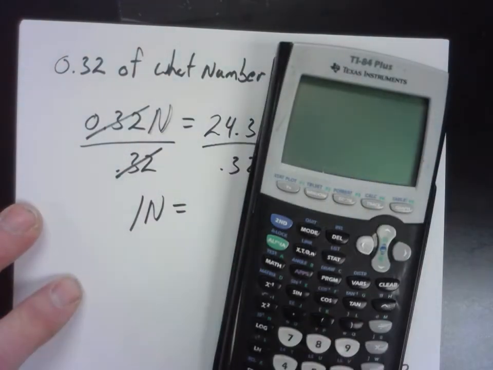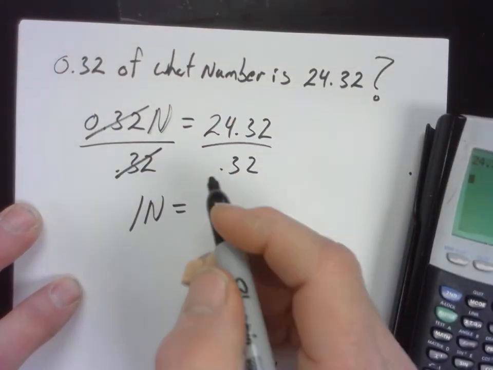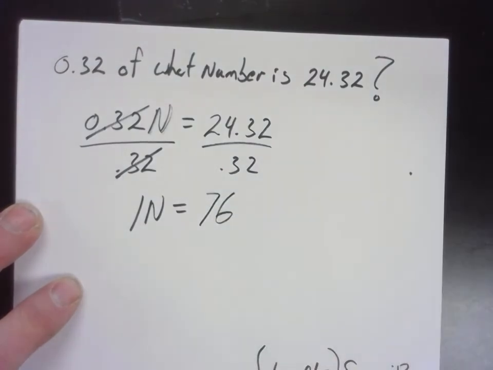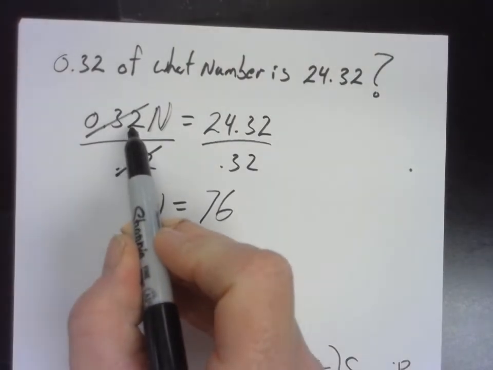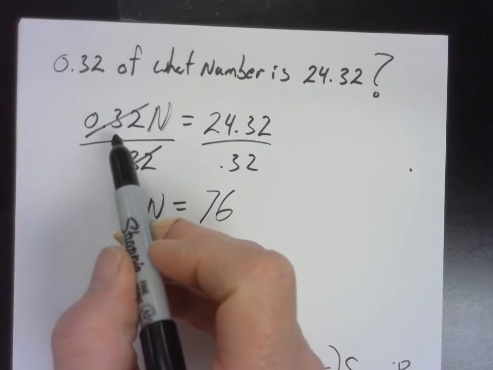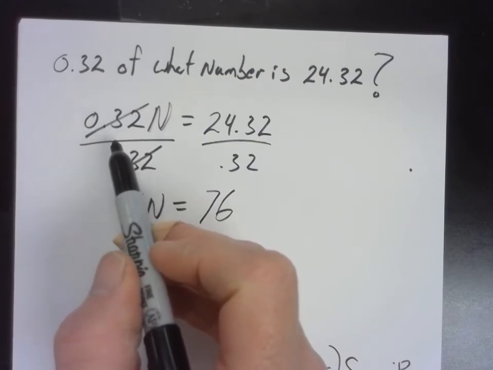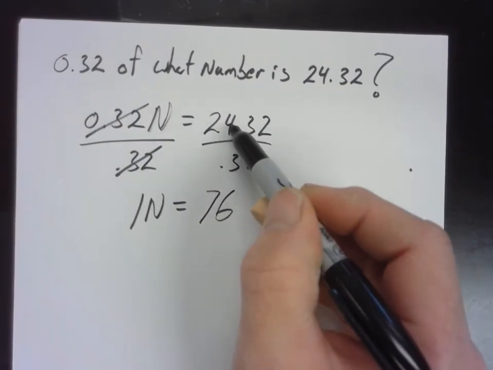So we can get out our calculator if we like, 24.32, although they're always kind of easy. Divided by 0.32, and just comes up to be 76. And then your last job is to think about, is this a reasonable result? Yes. 0.32. Isn't that about a third of something? Can you picture in your mind a third of something? A third of 76 is 24.